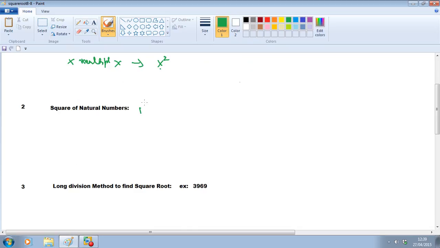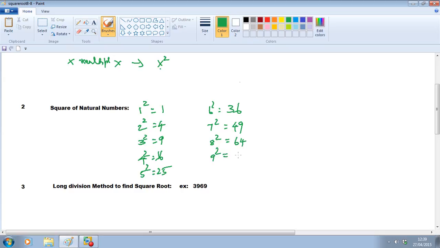What is 1 square? 1 square is 1. What is 2 square? 2 square is 4. What is 3 square? 3 square is 9. 4 square is 16. 5 square is 25. 6 square is 36. 7 square is 49. 8 square is 64. 9 square is 81. 10 square is equal to 100. So we have to remember this.